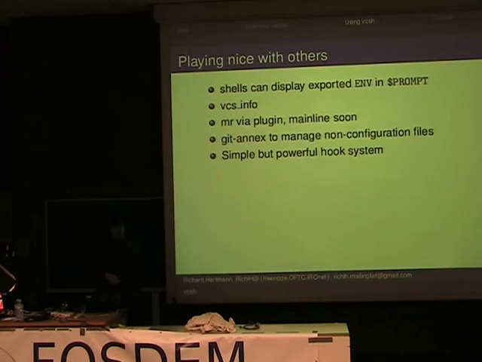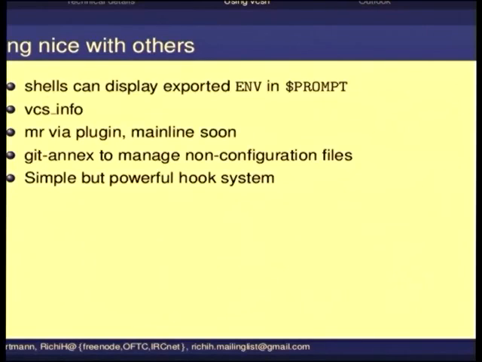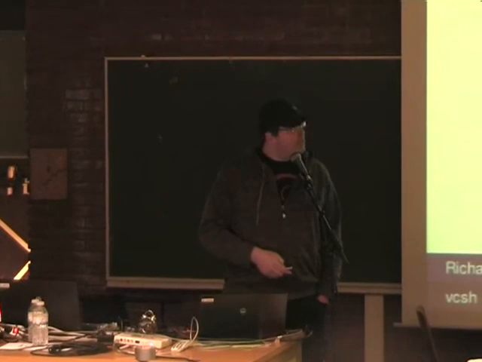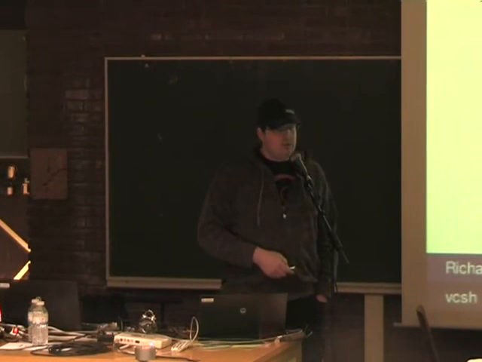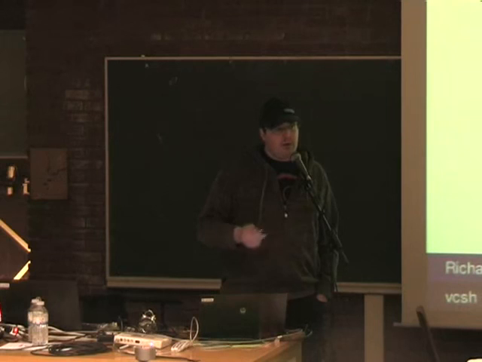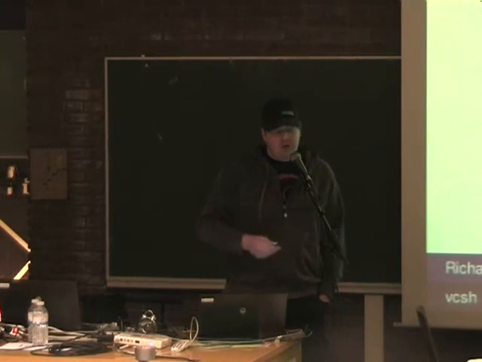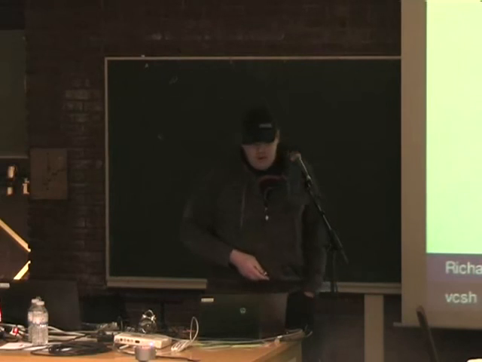mr is a tool to manage multiple repositories. Doesn't matter if Subversion, Mercurial, Bazaar, git, whatever. And vcsh really integrates with mr. So basically, if you are on a new system, just check out your mr config, run mr up once, and it will pull all your vcsh repositories to your local machine and everything else which you want as well.